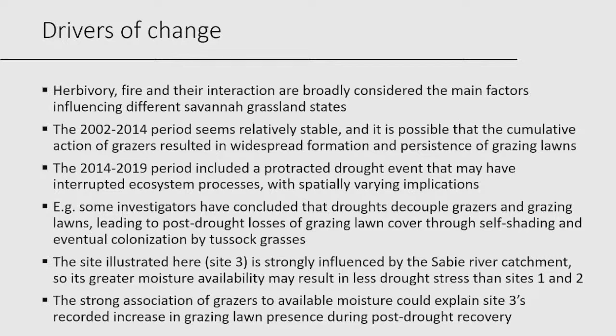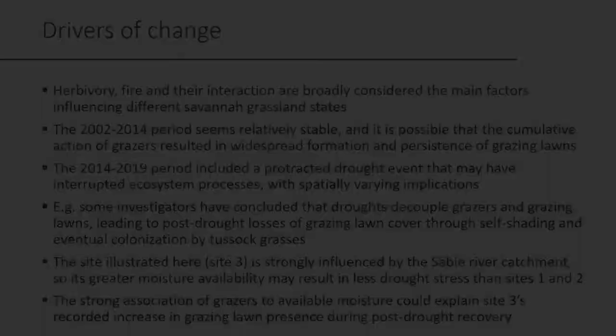The site we've illustrated here, Site 3, is very strongly influenced by the Sabi River running right through the middle of it. So higher moisture availability, maybe less drought stress overall. Perhaps that explains why, given the association of grazers to available moisture, grazers were still doing okay there, so grazing lawns were still able to persist and establish at a time of drought. These are our speculations at this stage.